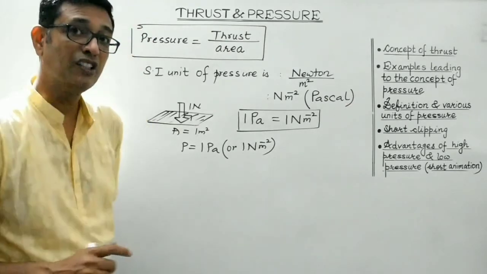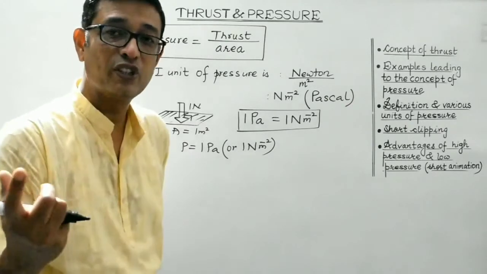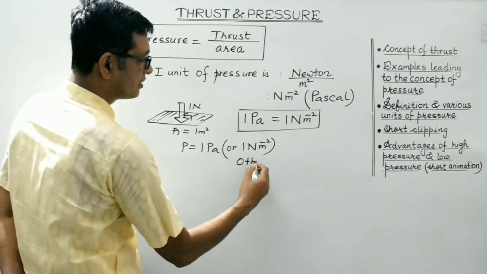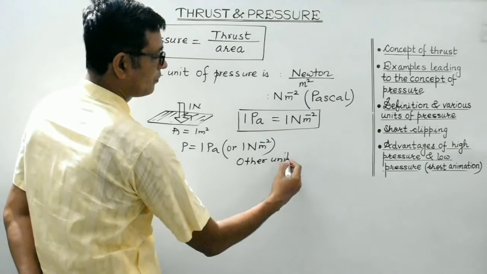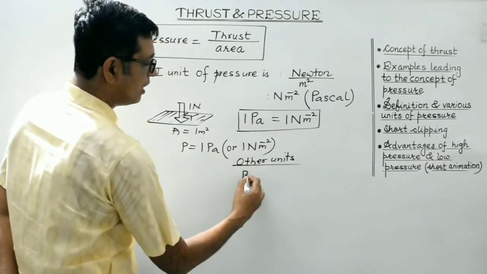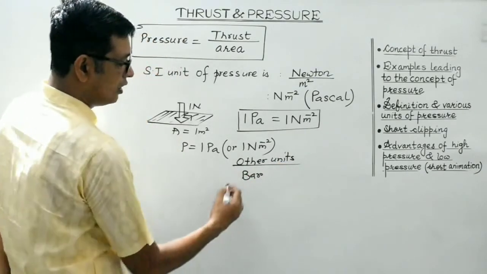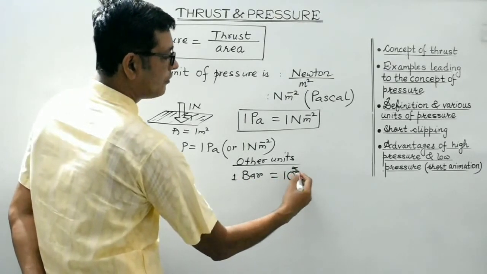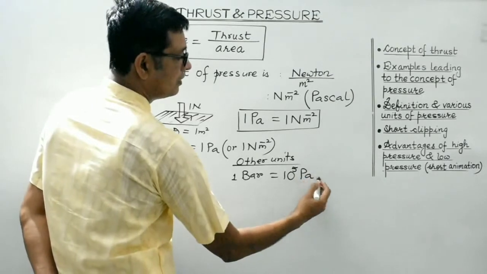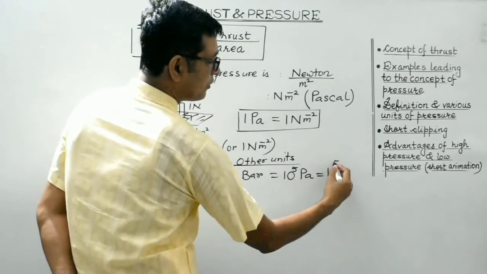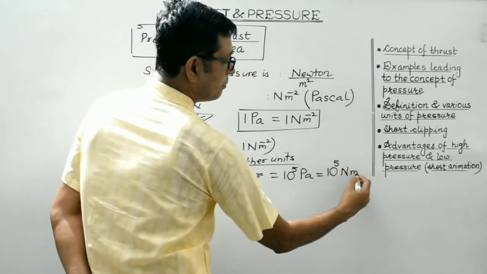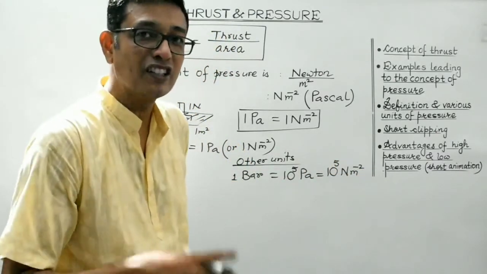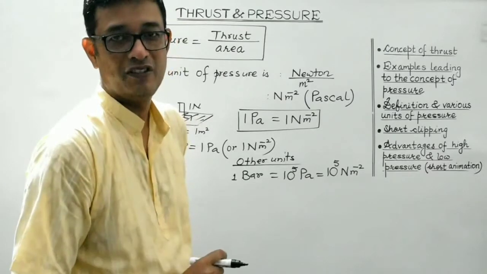There are some other units of pressure as well, like bar. Let's discuss other units. Bar is another unit. One bar is equal to 10 raised to the power 5 Pascal, or 10 raised to the power 5 Newton per meter square. 1 Pascal is 1 Newton per meter square. So bar is another unit for measuring pressure, right?